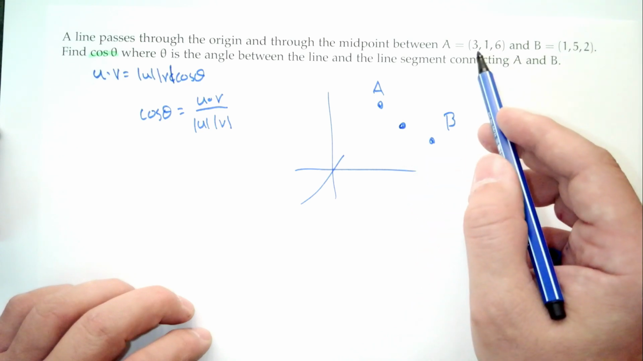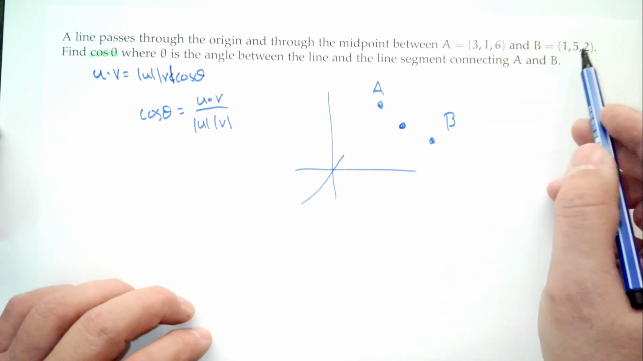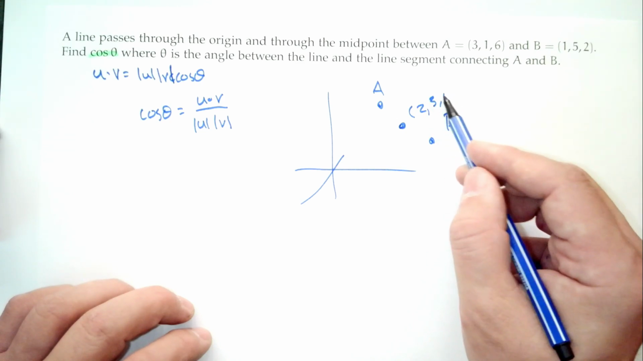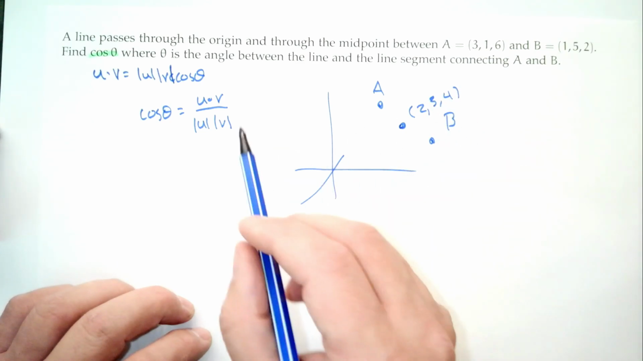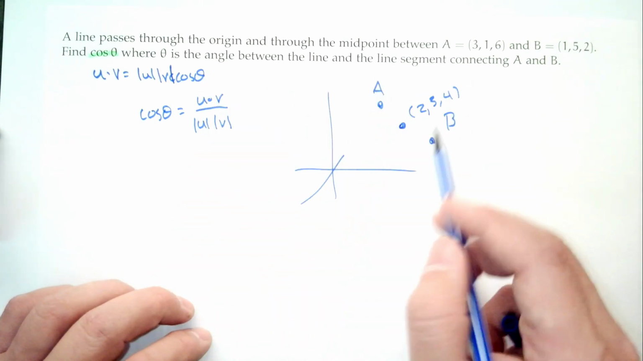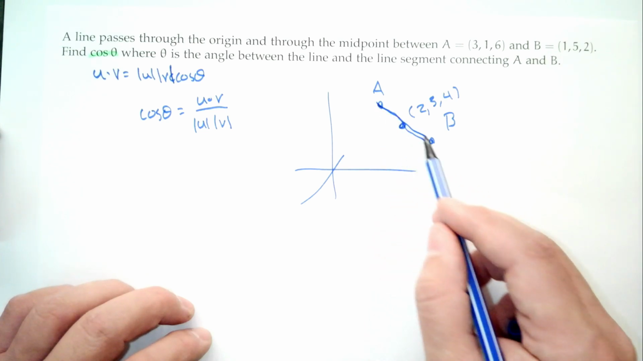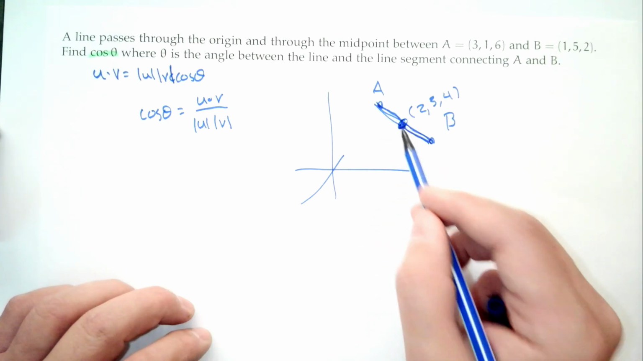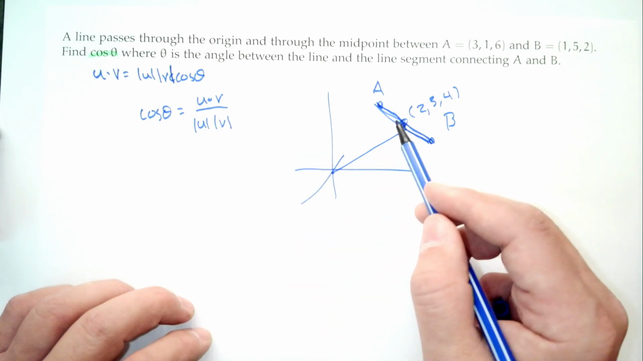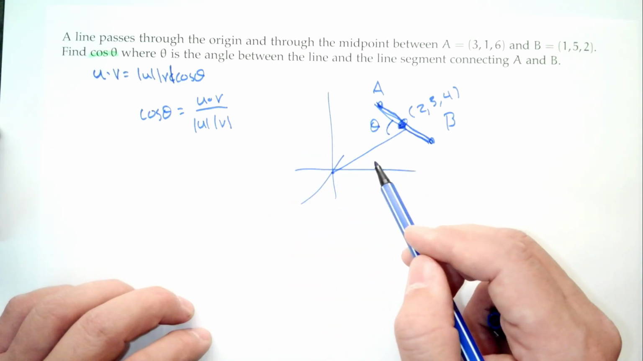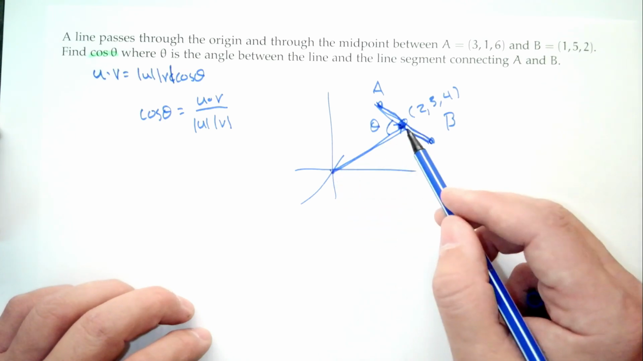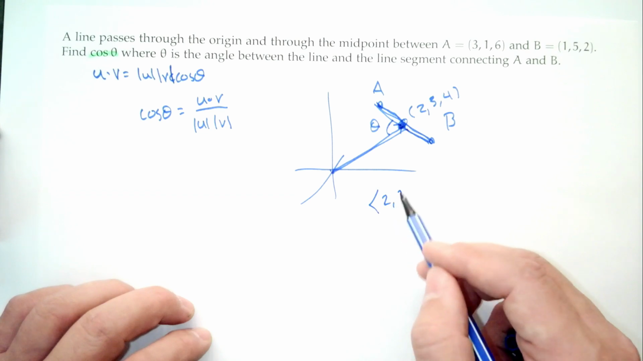So we should know the midpoint formula. You just average the entries. So that would be 2, 3, 4. And we want to find the angle between the line and the line segment between A and B. So here's this line segment between A and B. Imagine I could draw a straight line, and there's this line from the origin through there. So there's this angle theta. So the vector from the origin to the point is 2, 3, 4.